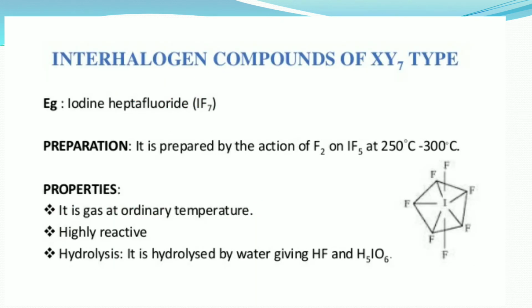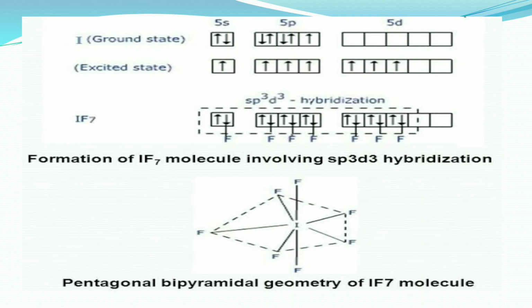Next we learn the next type of interhalogen compound, that is XY7. Example is IF7. How is it prepared? It is prepared by the action of F2 on IF5 at 250 to 300 degrees Celsius. We get IF7. Properties: it is a gas at ordinary temperature. It is highly reactive and it is hydrolyzed by water, giving HF and H5IO6.